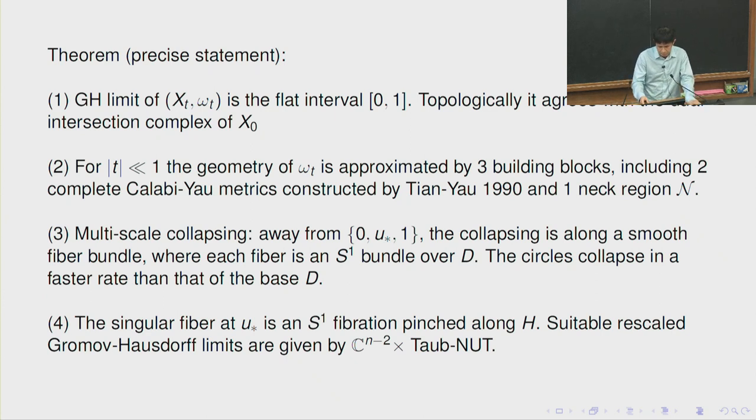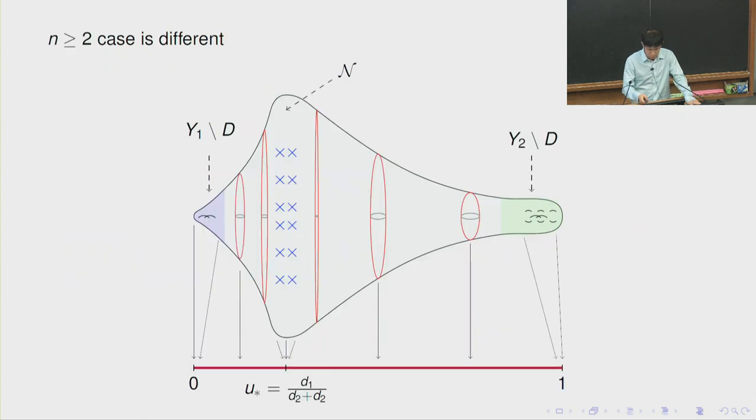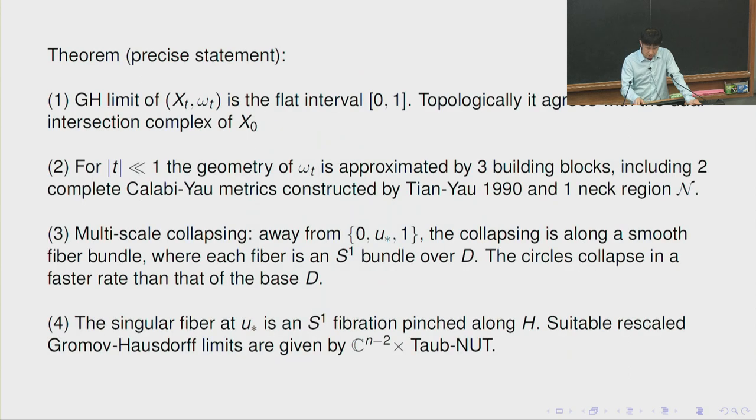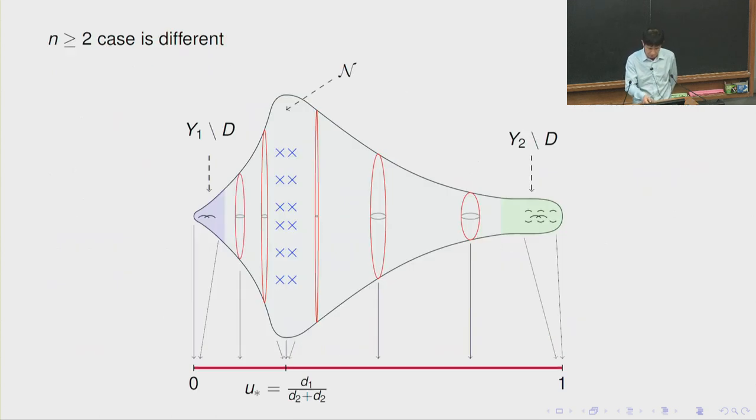And also, here we have three colors. There's this green on the right, on the left, and this purple in the middle, it's the light blue. So the space consists of three building blocks. The two ends are different. They are the complete Calabi-Yau metrics constructed by Tian-Yau in 1990. And in the middle, there's a neck region, N. I will explain what these are later, but for now, just see that there are three pieces.